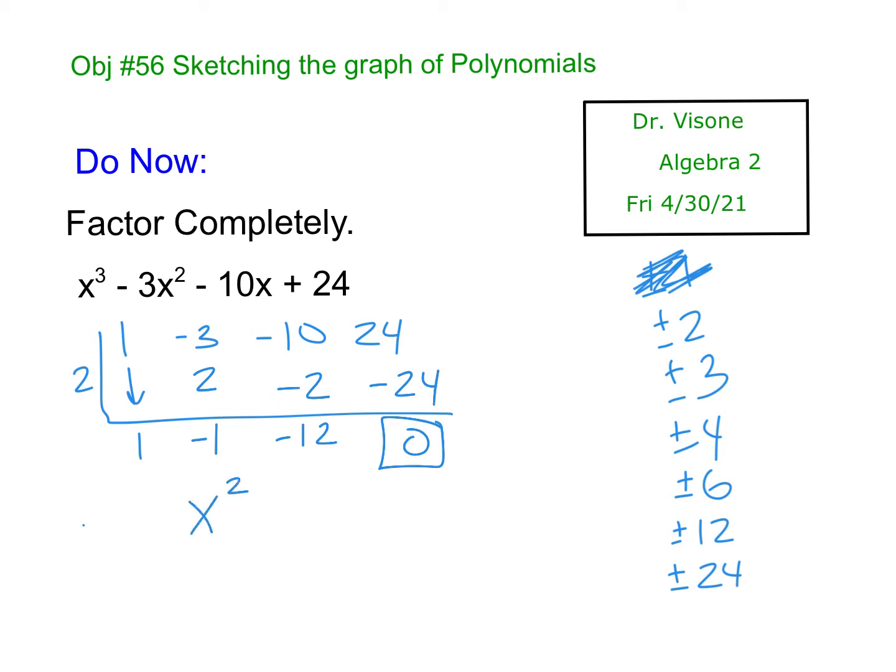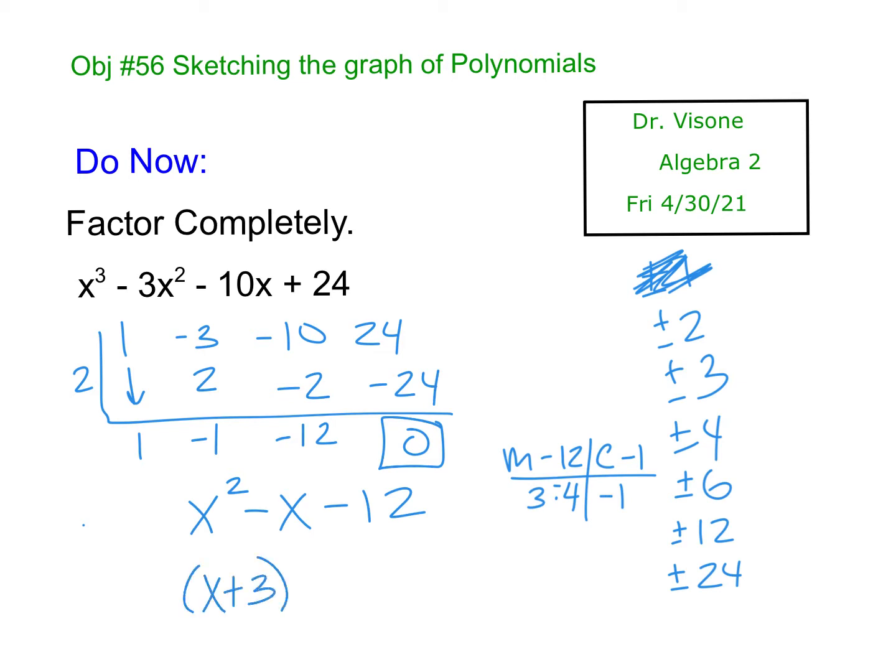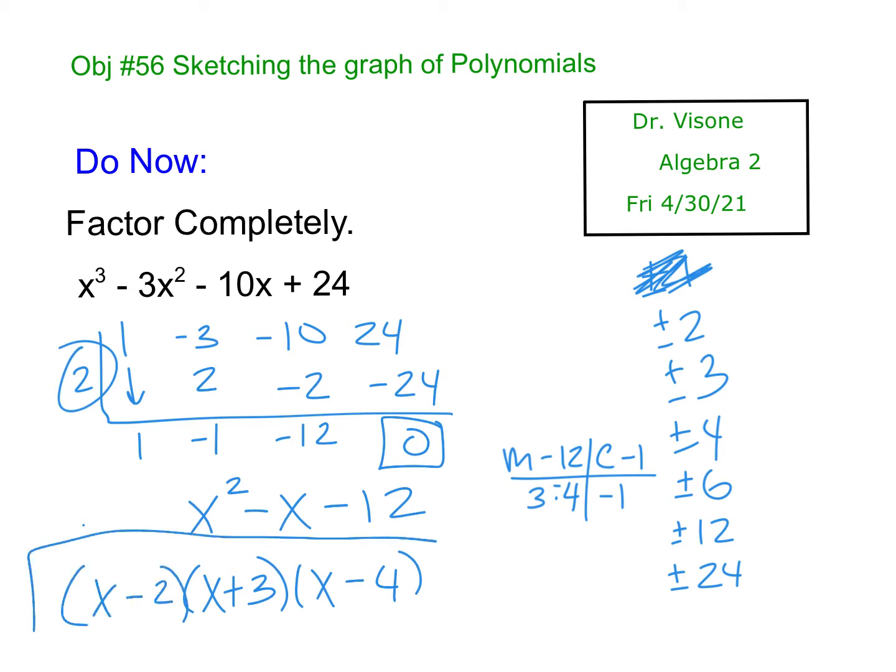So we get x squared minus x minus 12 from the division. Remember, we go down by 1. Factor that. That's an MC chart. Multiply to -12, combine to -1. That's 3 and 4 with a -4. So x plus 3, x minus 4. And then that 2 means what's that last factor? X minus 2. Right?